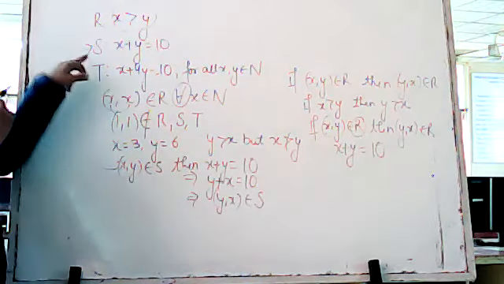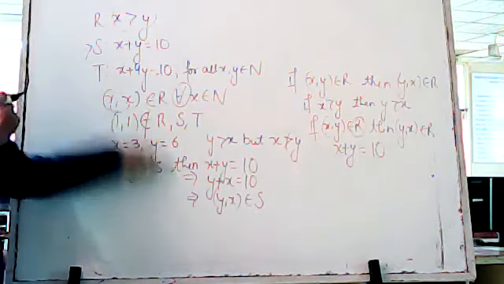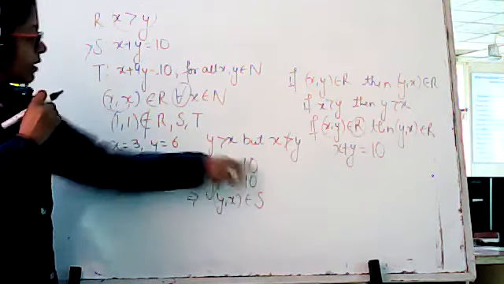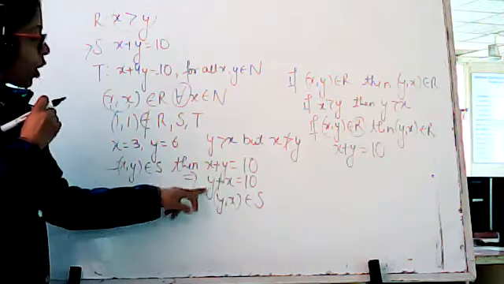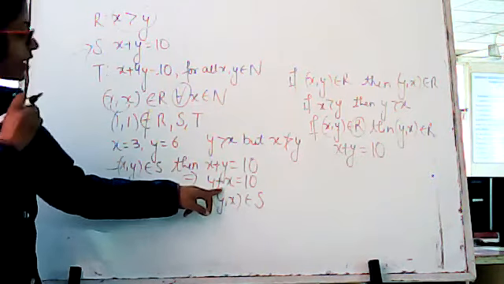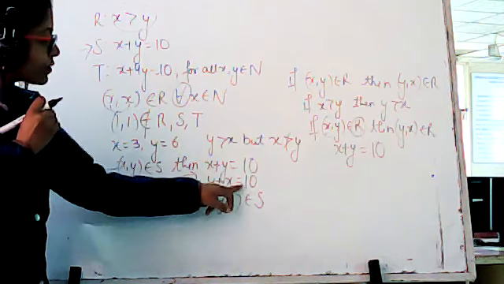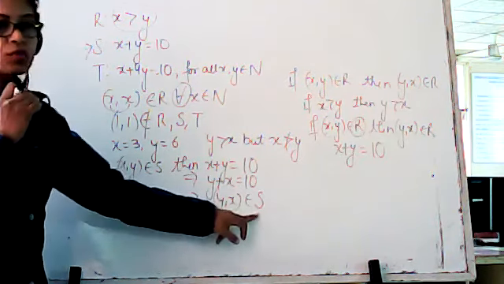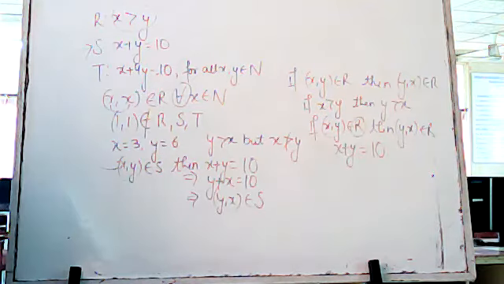If ordered pair xy belongs to the relation S, then according to this definition x plus y is equal to 10. Either you write x plus y or you write y plus x, this is one and the same thing. So y plus x is also 10. So y plus x is 10 means ordered pair yx belongs to the relation S. Hence S is symmetric.